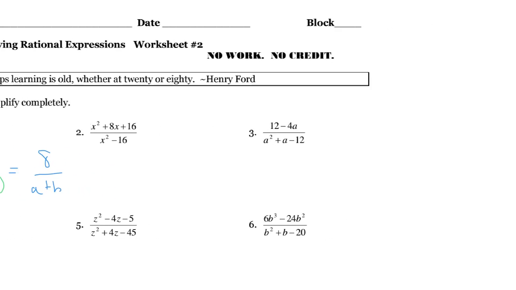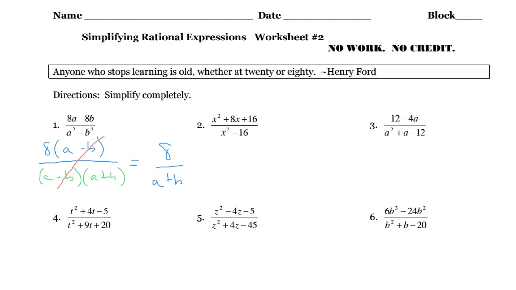So number 3, we've got 12 minus 4a over a squared plus a minus 12. I know you might be thinking, oh, I see 12s, I see a's, let's cancel. No, we always factor first. So let's factor the top first. On the top, we have 12 and 4, and that has a GCF of 4. So we're going to factor out our GCF of 4, which leaves us with 3 minus a on top.